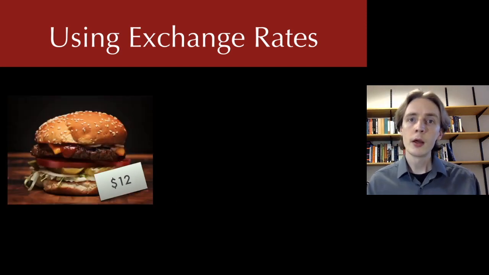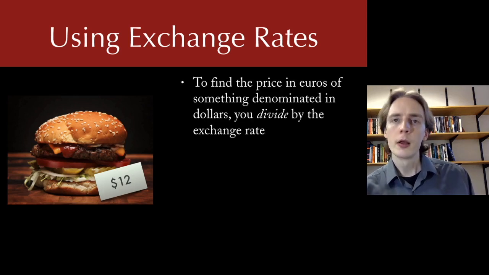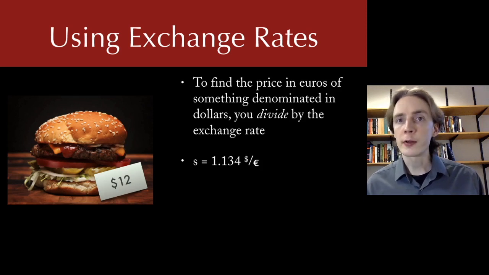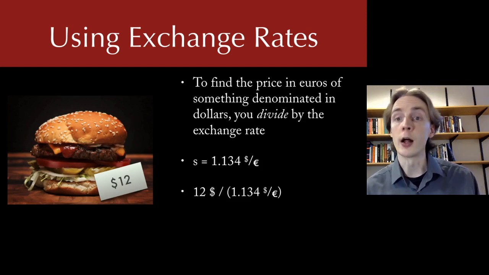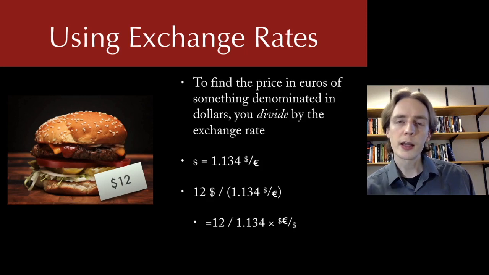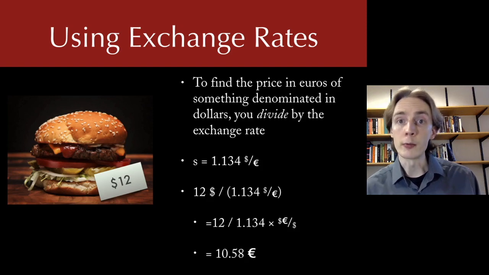That's going to be $11.34. If you want to go the other way, and let's say that you're selling burgers, and somebody in France wants to buy a burger from you, how many euros should you ask for? In order to find that out, you're going to want to divide by the exchange rate. So again, our exchange rate is going to be $1.134, and let's say your burger costs $12. You're going to divide that $12 by the exchange rate, and notice what happens to the units here. The dollars are going to cancel out, and euros are going to move to the numerator. And that's going to be your unit, right? This is going to give you a euro-denominated price. That's going to be 10 euros and 58 cents.